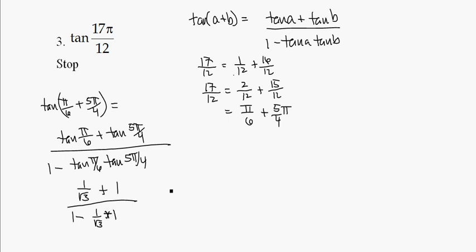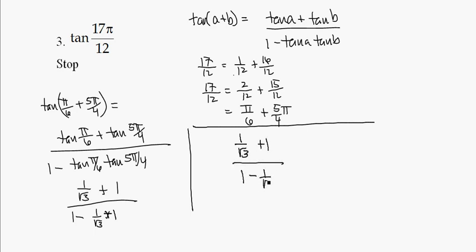Times 1. So I now have 1 over radical 3 plus 1, over 1 minus 1 over radical 3. Complex fractions are bad, so let's multiply by the common denominator times the numerator and the denominator. If I multiply those two, I get 1 plus radical 3 over radical 3 minus 1. I'm okay with having radicals in the denominator, so that's the end of that one.